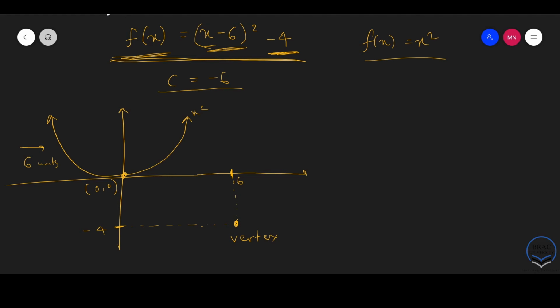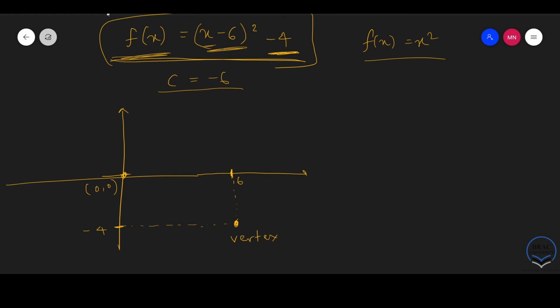Now, if we want to graph the function of this, it is easier if we find the x and y intercepts. We can draw a more accurate graph if we find the x and y intercepts of this function. So let's try and find the x and y intercepts.